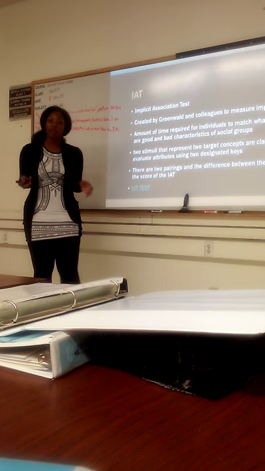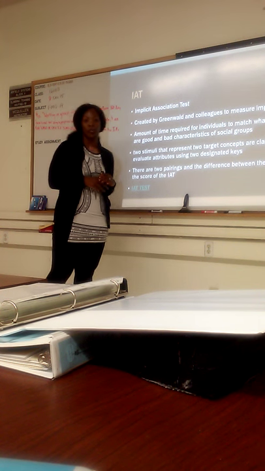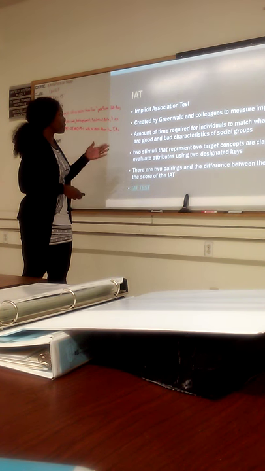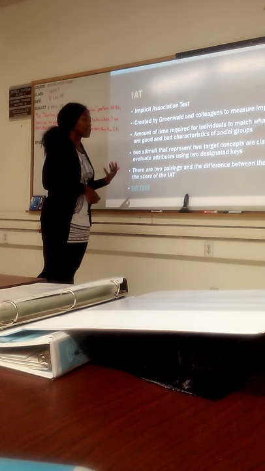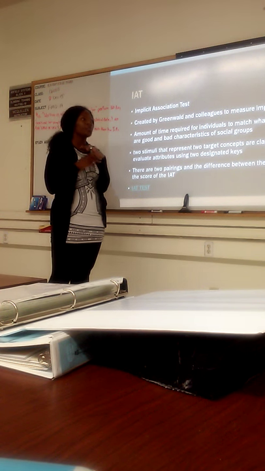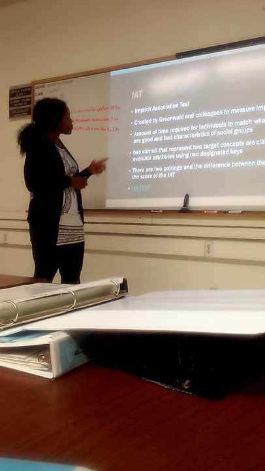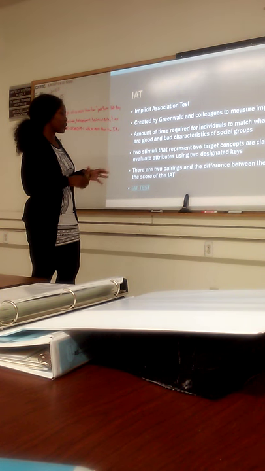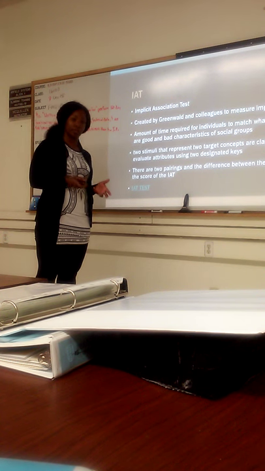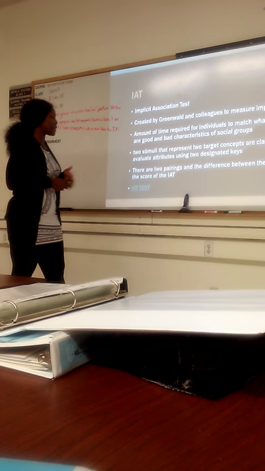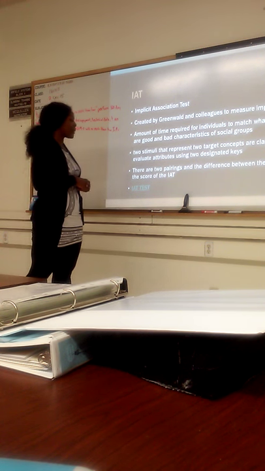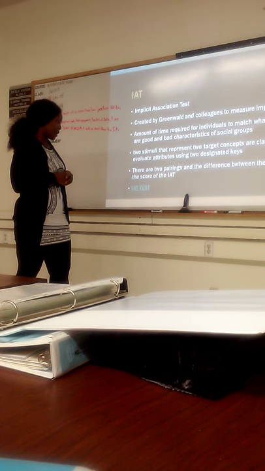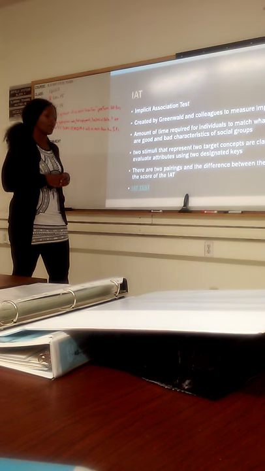So one of the main things was, how do we measure this? How do we measure if someone has a bias or racial bias towards a minority group? So Greenwald and his colleagues came up with the implicit association test. The implicit association test has been widely used amongst various different studies to measure different things, but they used the IAT to look at the amount of time required for individuals to match what they believe are good and bad characteristics of social groups. So two stimuli that represent two target concepts are classified and evaluated in their attributes using two designated keys. There are two pairings, and the difference between them determines the score of the IAT.